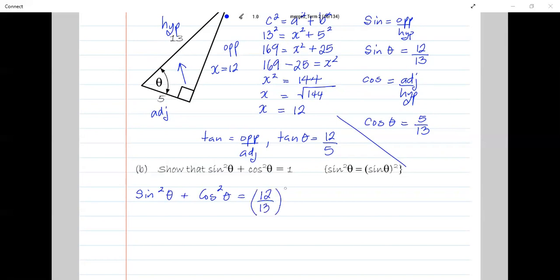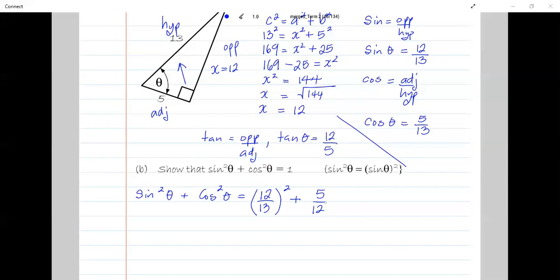Why square? Because it says sine square. We must show that sine square theta plus cos square theta is equal to 1. But sine theta is equal to 12 over 13, so sine square theta would be 12 over 13 square. Cos theta is equal to, the cosine of theta is what? 5 over 13.